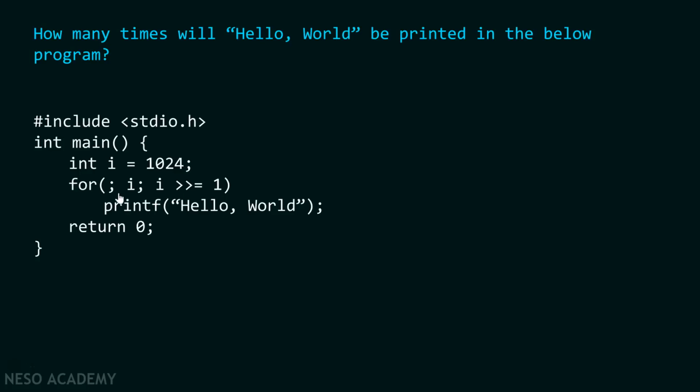After this colon there is one condition step, but instead of writing one condition statement like I greater than equals to 0 or something like that, we have just written I. And after this colon, instead of any increment or decrement step, we have mentioned I >>= 1, which is nothing but a right shift operator. Now my question is how this program will run. It is not very difficult to understand this program.